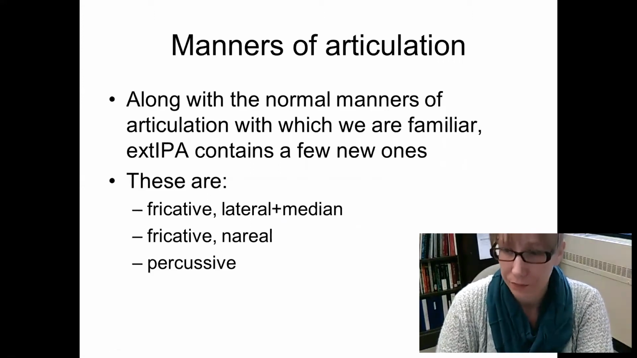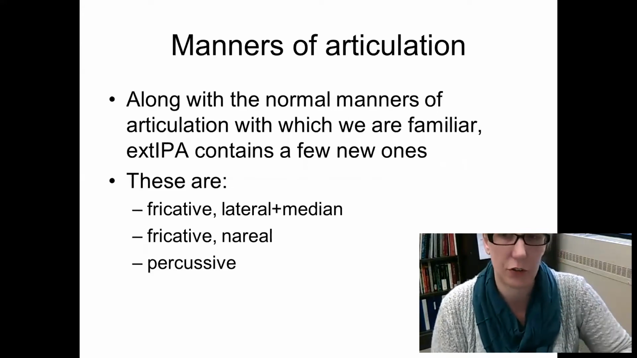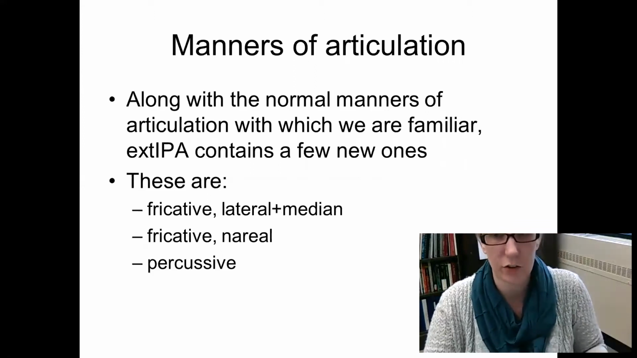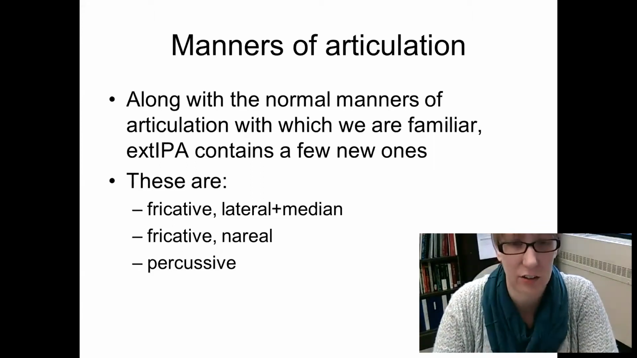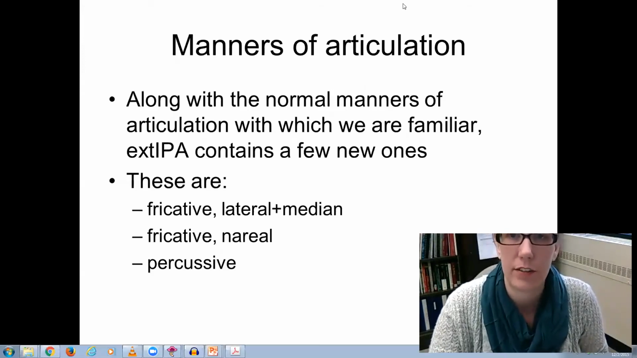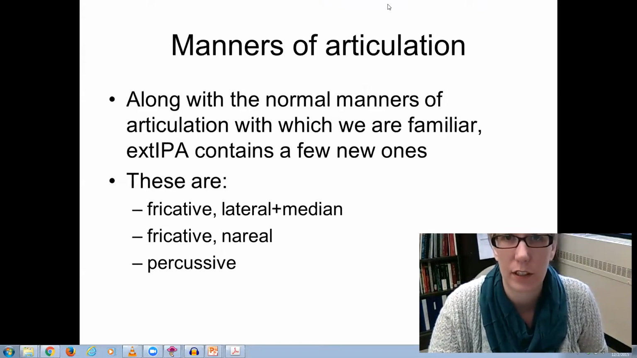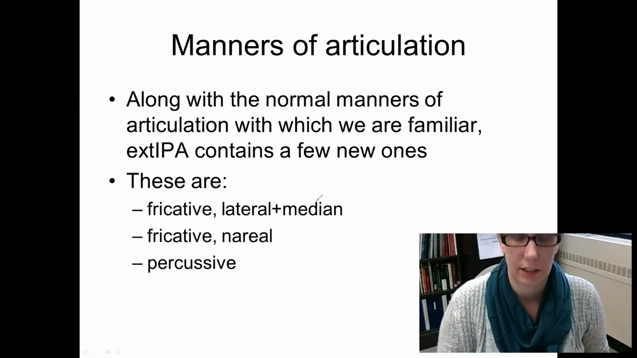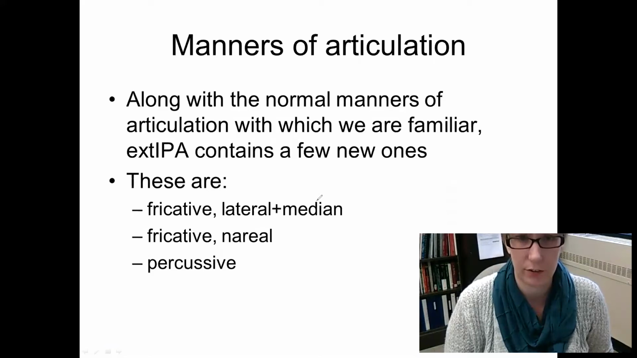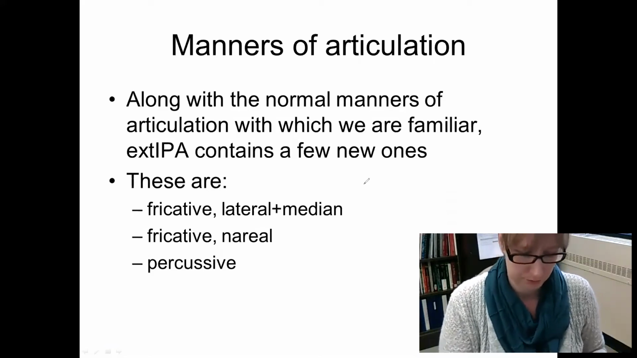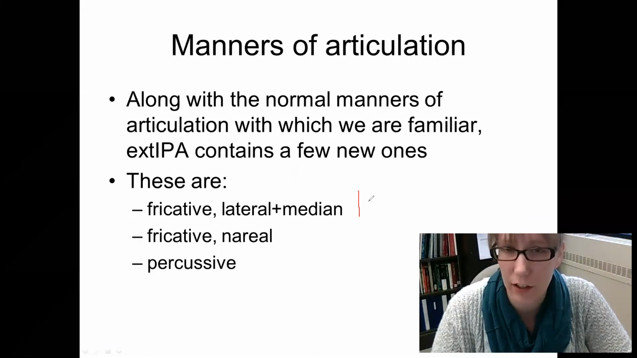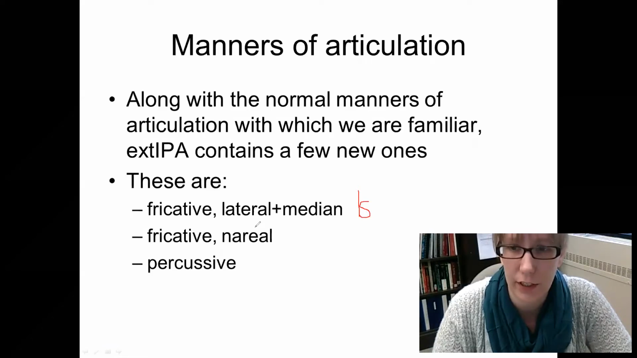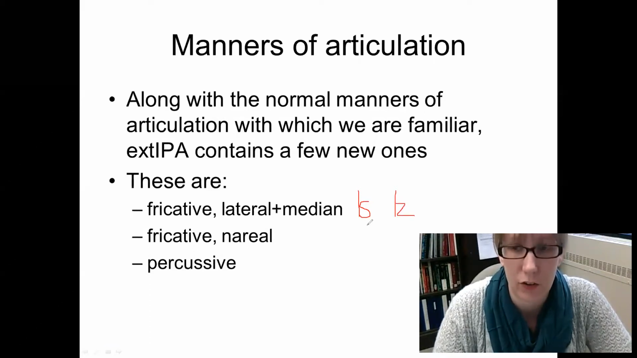But in disordered speech, there can be sounds that are produced with two different channels, where the air goes over the center of the tongue and to one or both sides, lateral. Right? And when you get that type of sound, there are two ways to transcribe it. There is sort of a combination of an L and an S for that voiceless fricative with a lateral and a median channel, and a combination of an L and a Z for a voiced version of that sound.